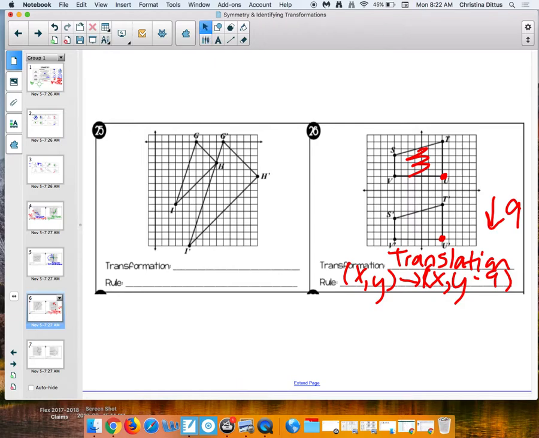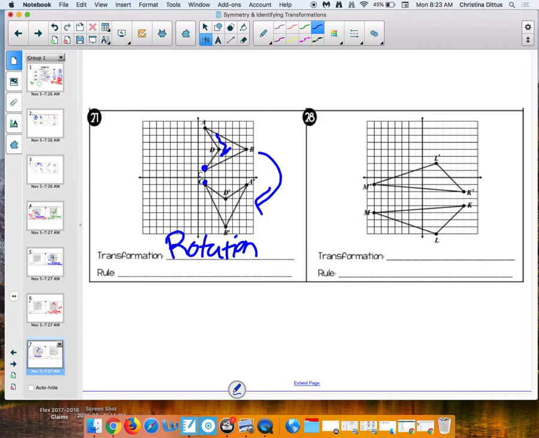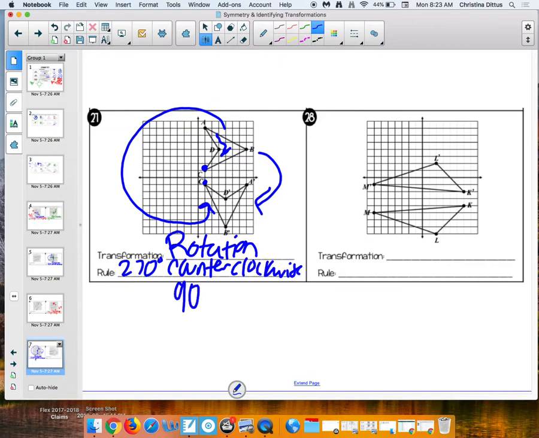Good there? Okay, 27. Which one did I start with? Top one. Let's look at C. C's in the bottom left. If I look at my new one, it's in the top left. What happened to it? Rotation. How much did it rotate? 270 which way? 270 counterclockwise, aka 90 clockwise.